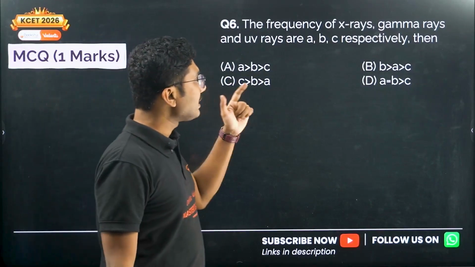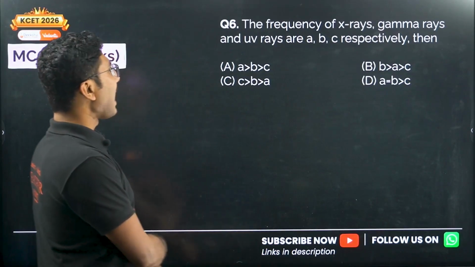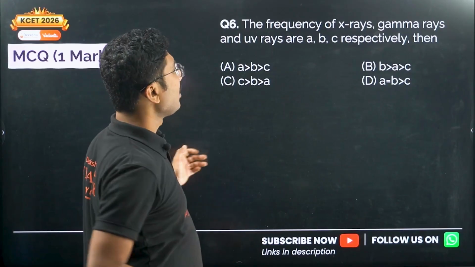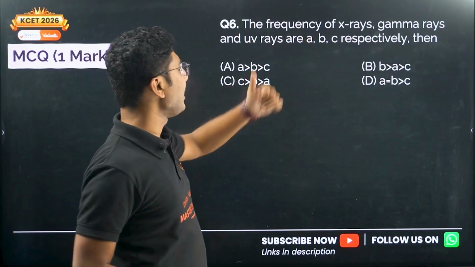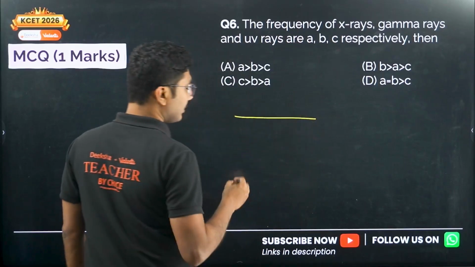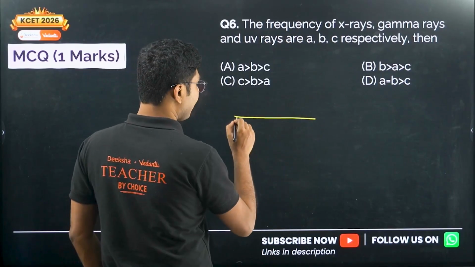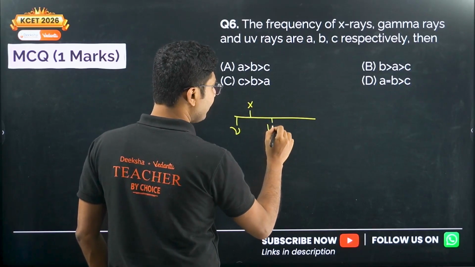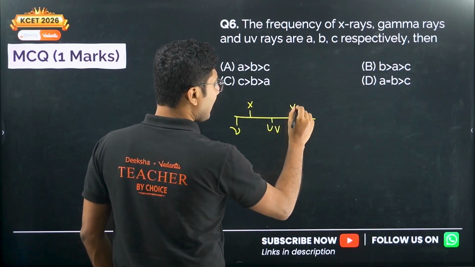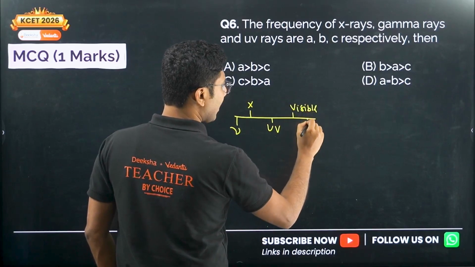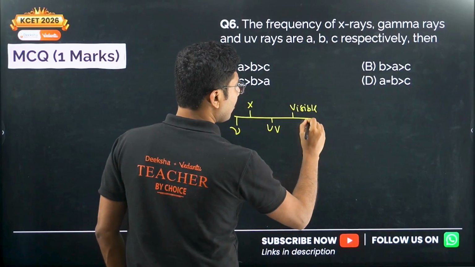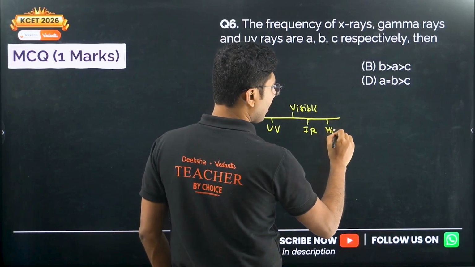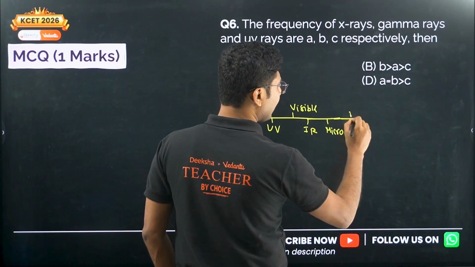Next, the frequencies of X-rays, gamma rays and UV rays are A, B, C respectively. So the frequency of X-ray, gamma ray and UV ray. If you remember the spectrum that I have drawn, first is gamma, next is X-ray, then we have UV ray, then visible, then infrared. Okay, learn this spectrum by heart. Then we have microwave, and lastly we have radio waves.